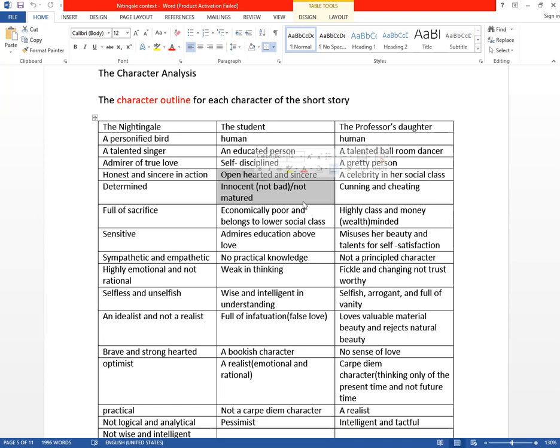Full stop. He is not hypocritical and false in expressing his love for the professor's daughter. Next paragraph.